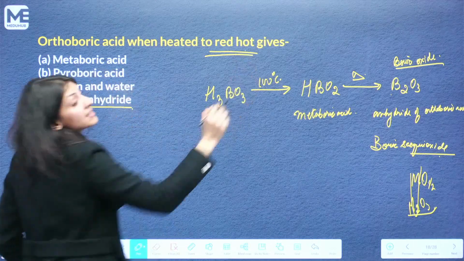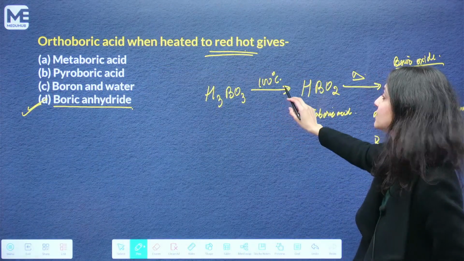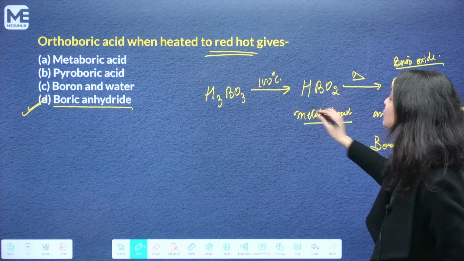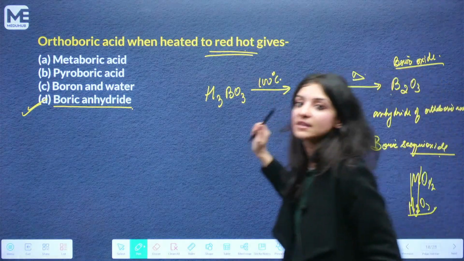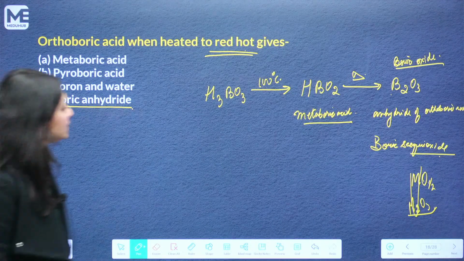Because the question says red hot, it does not say heating to 100 degrees, 120 degrees Celsius. Okay, metaboric acid is formed when you heat it to 100 degrees Celsius. Alright, so the answer is boric anhydride. Moving on.